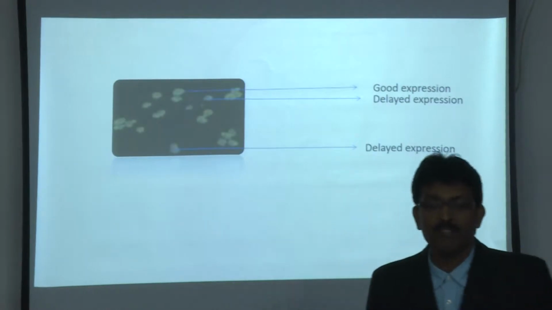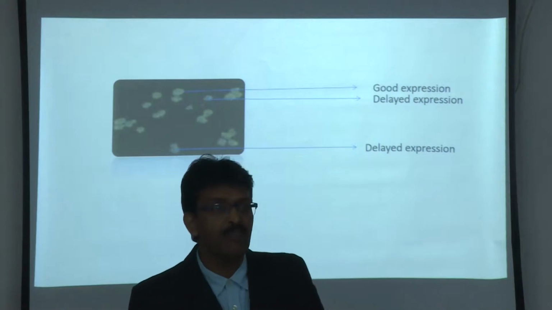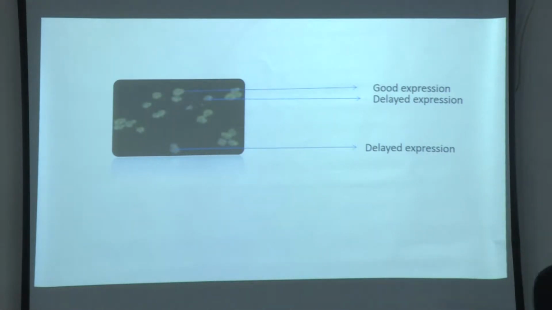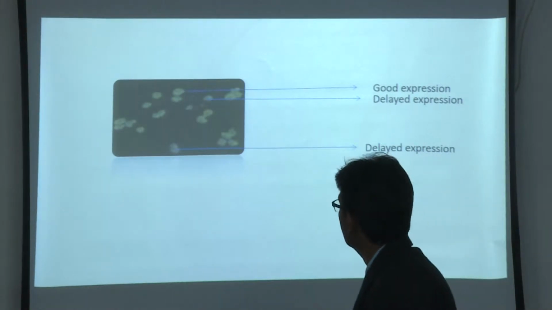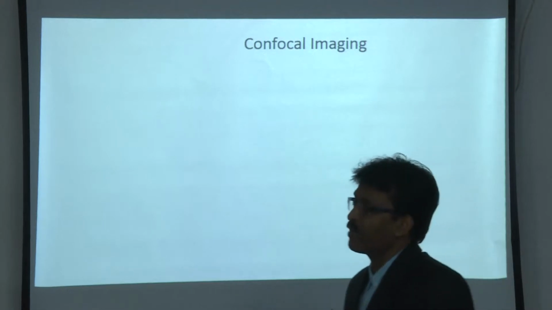Now this is what you call identifying the colony right on the plate. Okay. Now the actual confirmation you are supposed to do is by microscopy. The microscopic technique is confocal laser scanning microscopy or fluorescence microscopy.